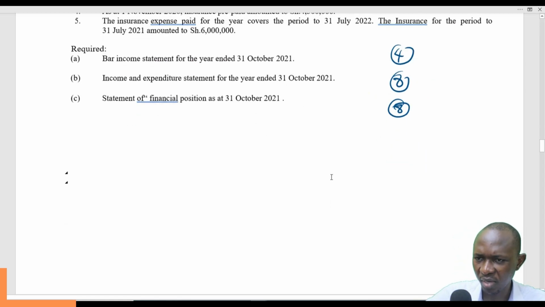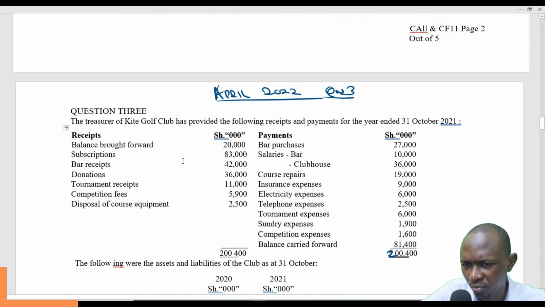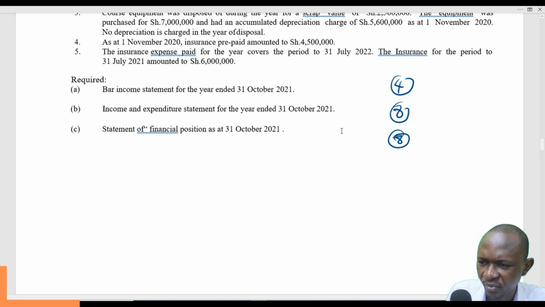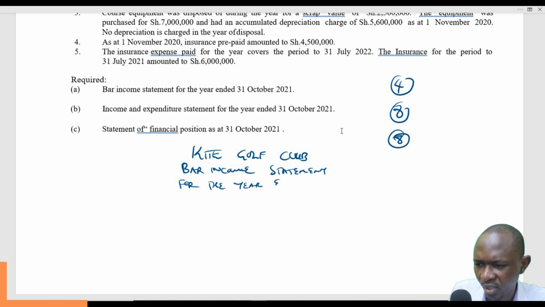So we'll start with the bar income statement. That is the first question. Make sure you pick the name of the club. So this is Kite Golf Club. So we'll come here and say Kite Golf Club, and then we say bar income statement for the year ended 1st October 2021, like that.